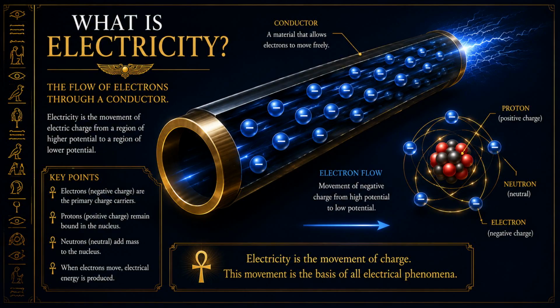Electricity is the movement of electric charge. In most conductors, that charge is carried by electrons. A complete conductive pathway allows charge to move from one point to another, creating useful work such as light, motion, heat, or communication. Every electrical system begins with the controlled movement of charge.